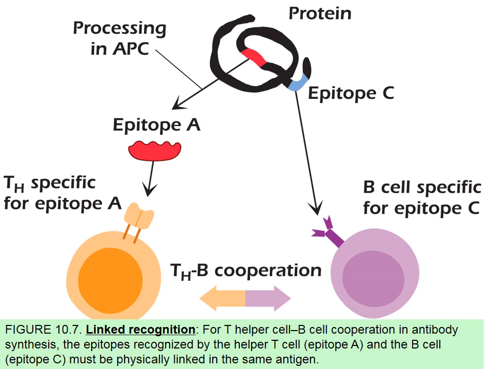So in this case, once this protein has been processed by the APC, it presents two different epitopes, epitope A and epitope C. Epitope A is specific for a receptor on the T cell. At the same time, the B cell will look at epitope C, because the receptor for the B cell is already there. So they are getting two bits of information from the same protein, and they are seeing two different epitopes.